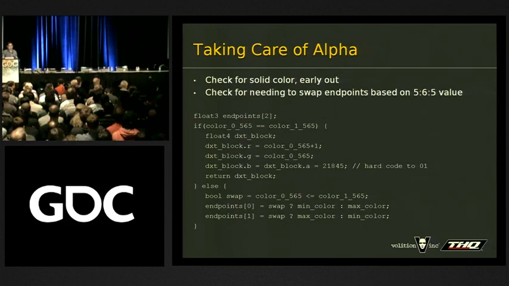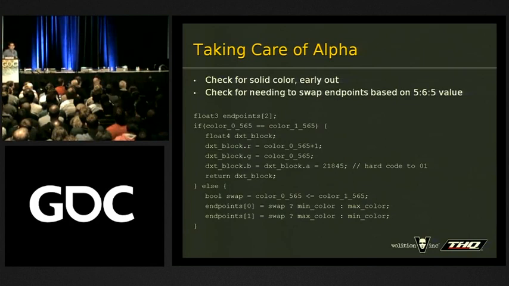Okay, so even though this particular implementation doesn't support the DXT1 alpha mode, you still have to account for its presence. DXT1 alpha mode basically is triggered when your color 0 is less than or equal to your color 1 value. So unless you need to use 1-bit alpha, you don't want to let that into your shader. There are two cases that you're going to want to test for.